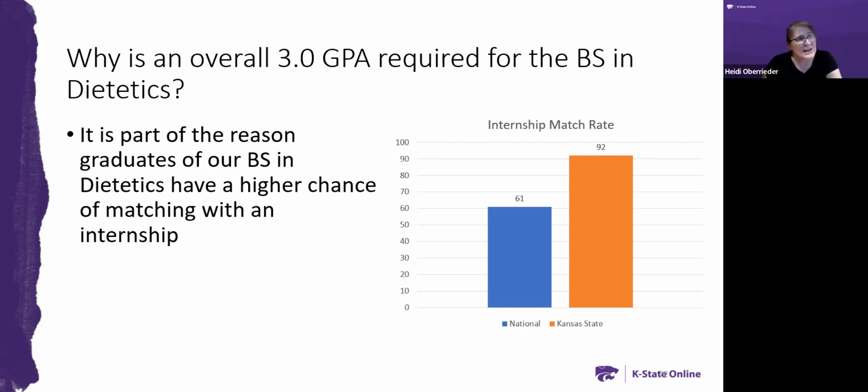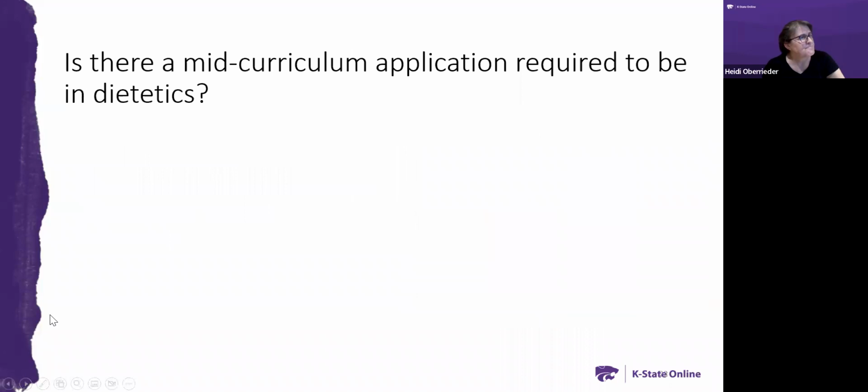So my slide on here has 92%. I hadn't updated that since my last group. And we've now, I think, had 4 cycles where we've had 100%. So our students do very well when they apply to programs.